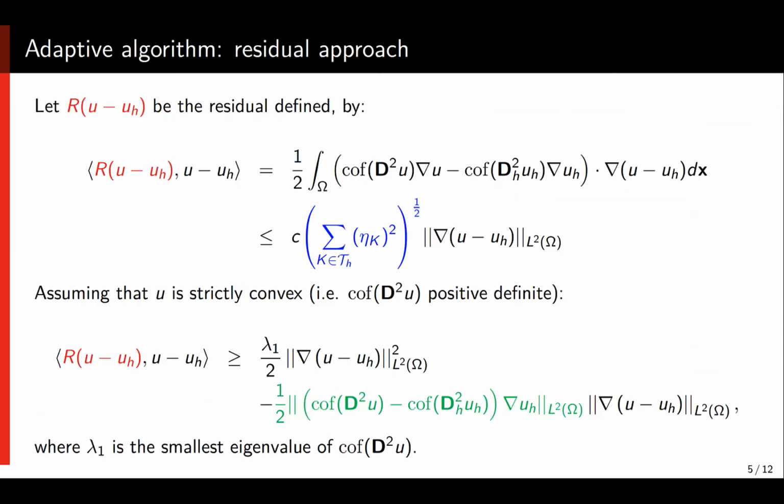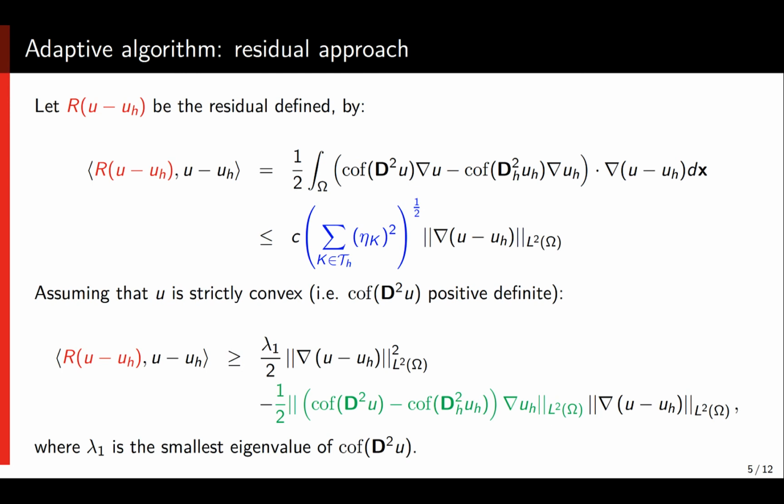So technically, we are going to use a residual approach. The residual here in red will be on one hand bounded from above, very classically, by the estimator in blue times the gradient of the error. On the other hand, we are going to bound this same residual in red from below thanks to the smallest eigenvalue of the cofactor matrix. And here we can see that we have an extra term in green that comes from the approximation of the second derivatives, and that will be more difficult to approximate.